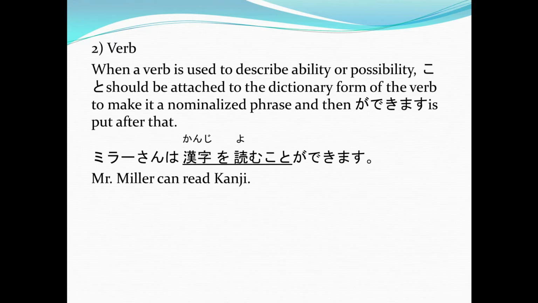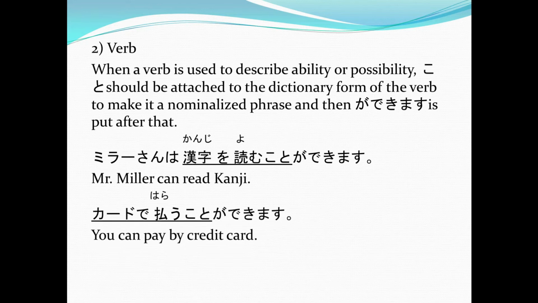Okay, next example. カードで払うことができます. Again, カードで払うことができます, or you can pay by credit card. Now, in this one, we use 払います, or to pay, in its dictionary form 払う. Then adding ことができます as an ability or a possibility that you can pay using a credit card.